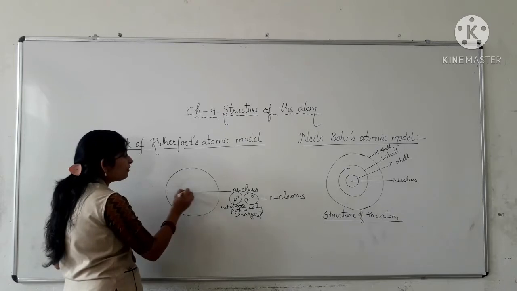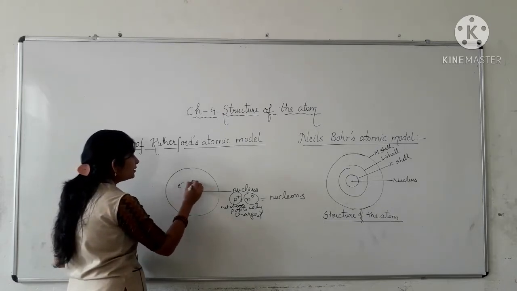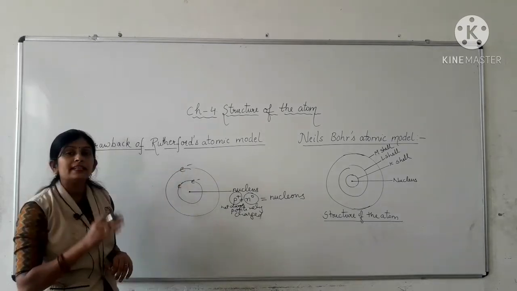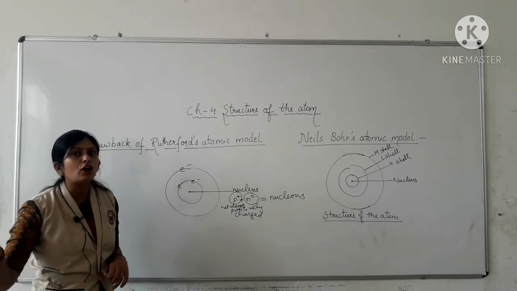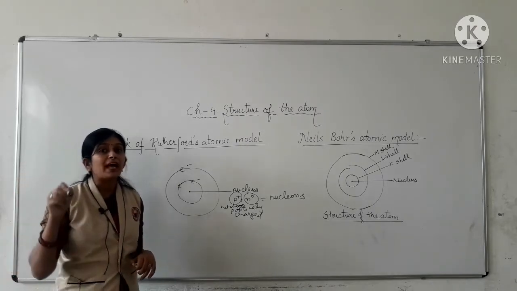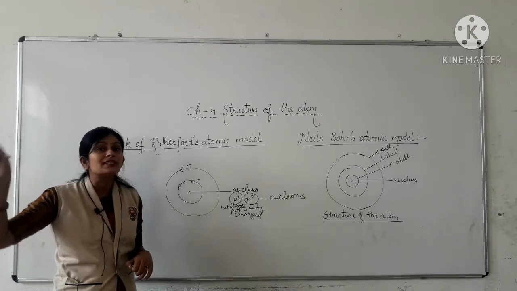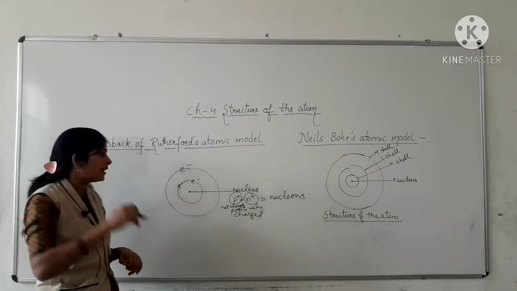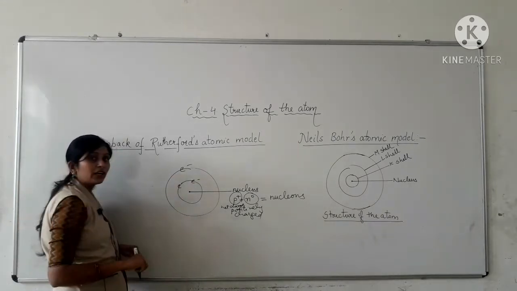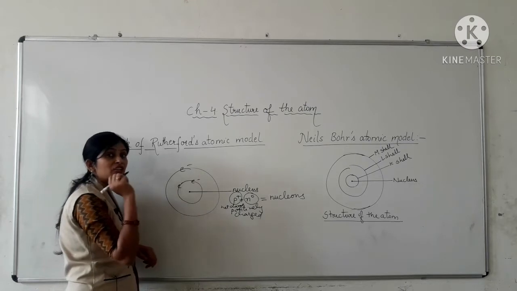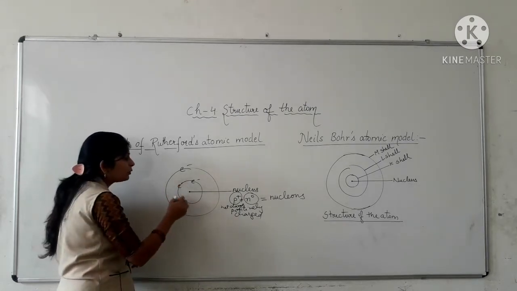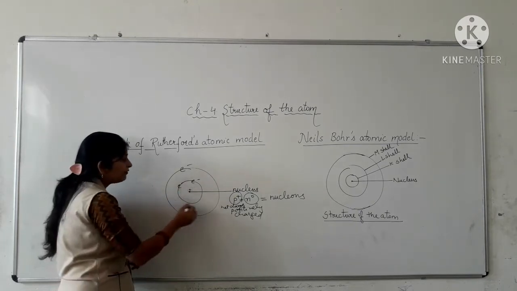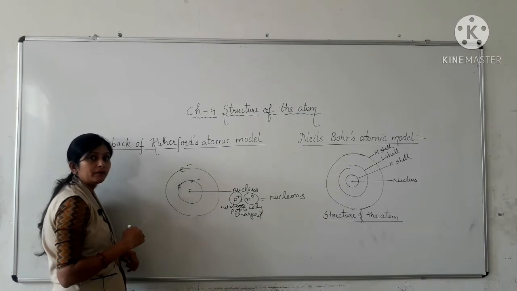So, they revolve around the nucleus in circular orbits. It is similar to the revolution of planets around the sun, because planets are attracted towards the sun. So, they revolve around the sun in circular orbits. In the same way, negatively charged electrons are attracted towards the positively charged nucleus. So, they revolve around it in circular orbits.